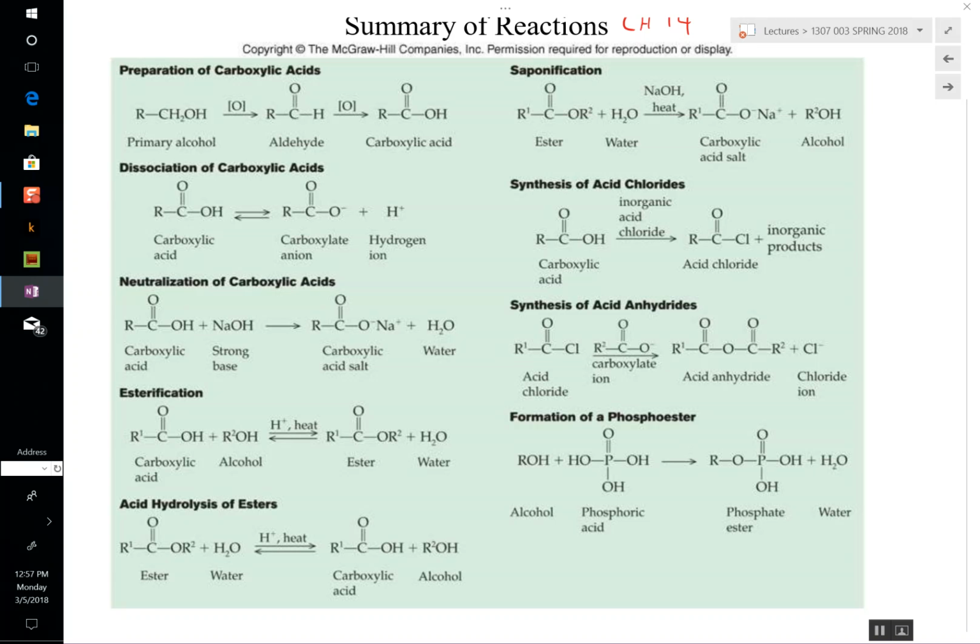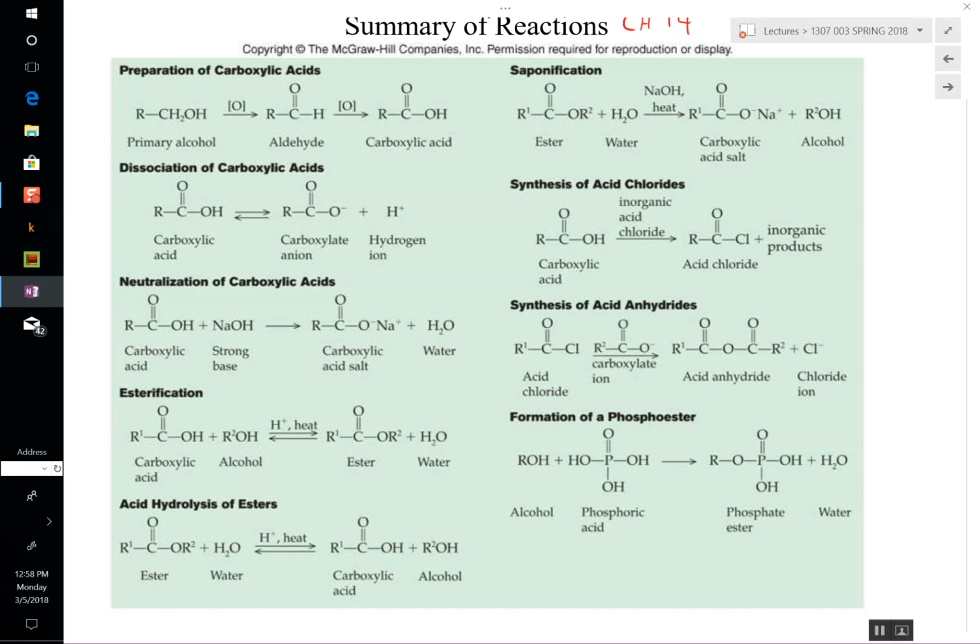Okay, let's just look real quickly at the summary. How would you prepare a carboxylic acid? This is just a review of what we covered. You take a primary alcohol, you can oxidize it to a carboxylic acid. You can take an aldehyde and oxidize it to a carboxylic acid. So those are ways of preparing carboxylic acids.